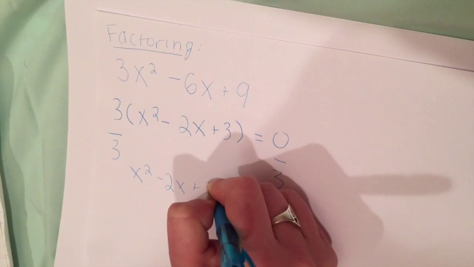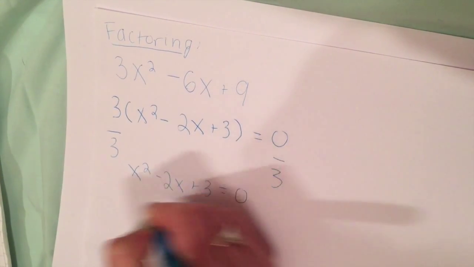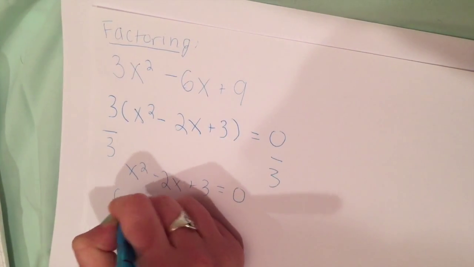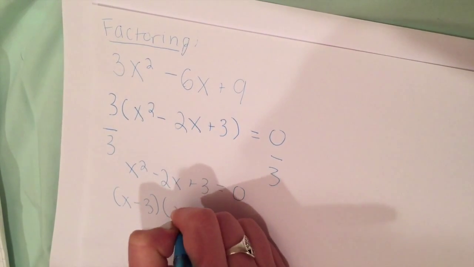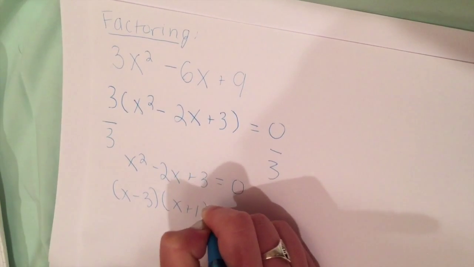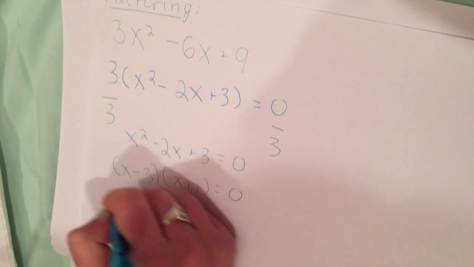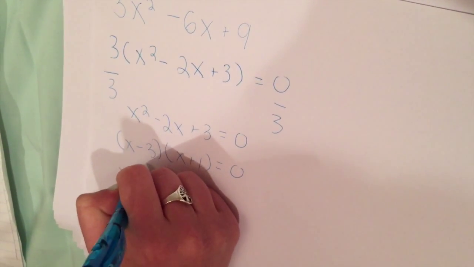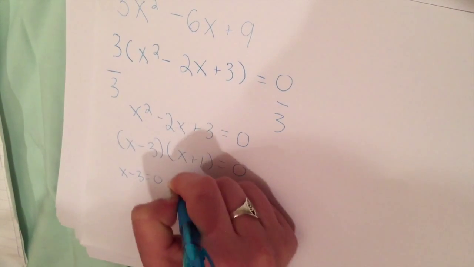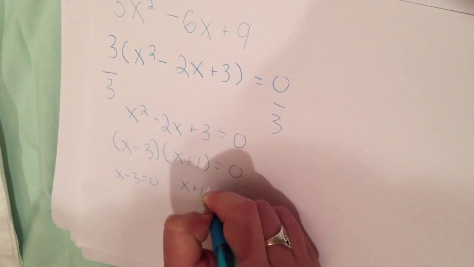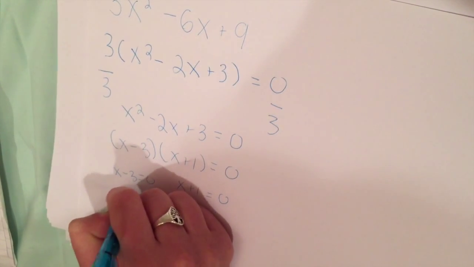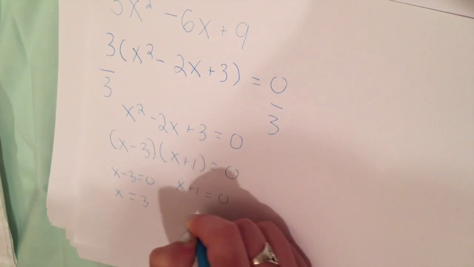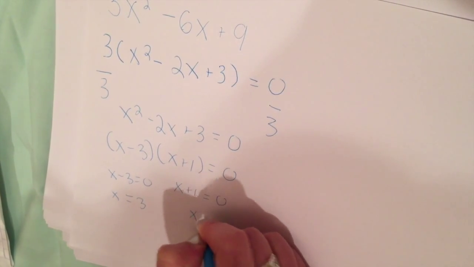And then to factor it, you take the numbers that multiply to equal both terms. So you get x minus 3 times x plus 1 equals 0, because if you FOIL it out, you understand that those two parentheses equal the equation. And then you set both parentheses equal to 0, and you get x minus 3 equals 0, and x plus 1 equals 0, and x equals 3, and x equals negative 1.